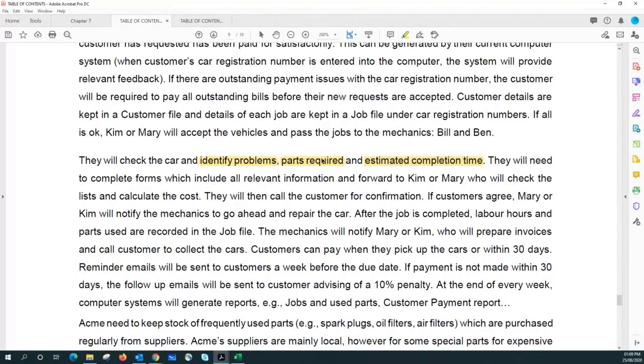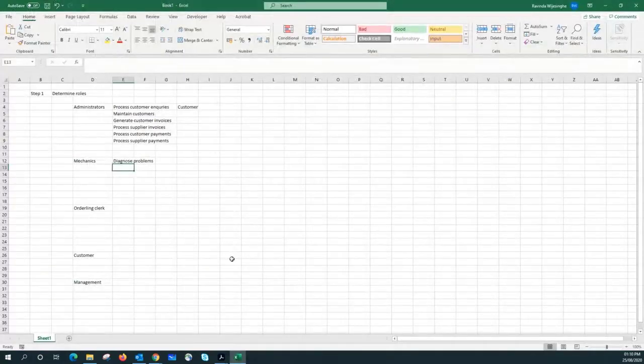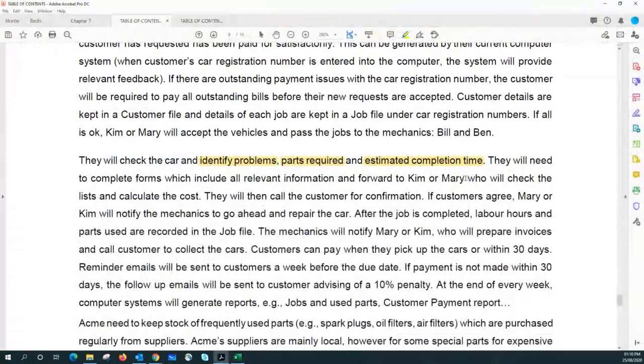So maybe we can have two other use cases to handle these two. Let's write that. We can say record parts required. That's one use case, and estimate the time. That's another use case. Okay, so that's what we highlighted.